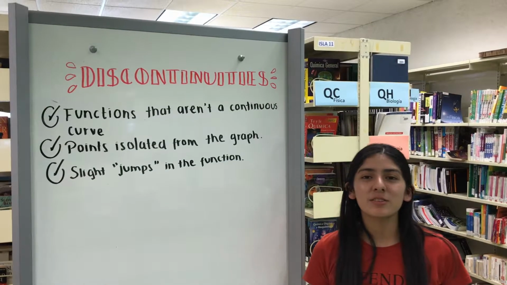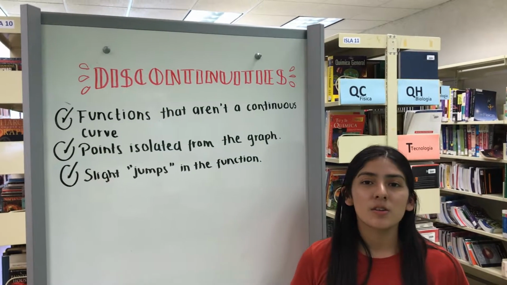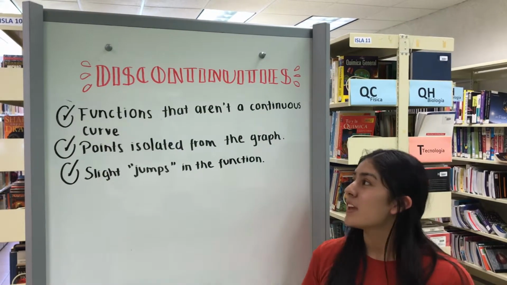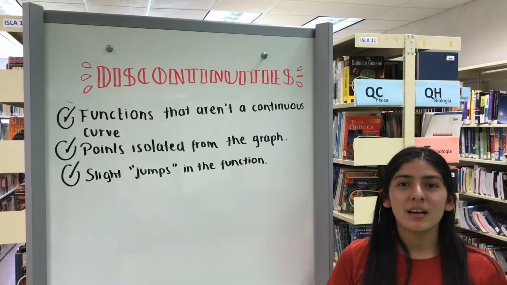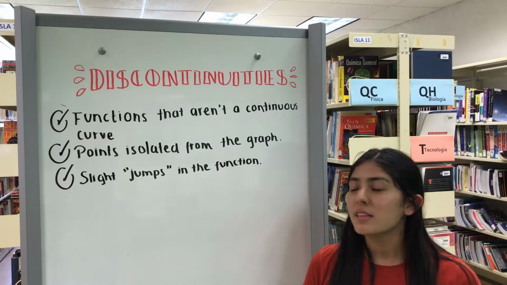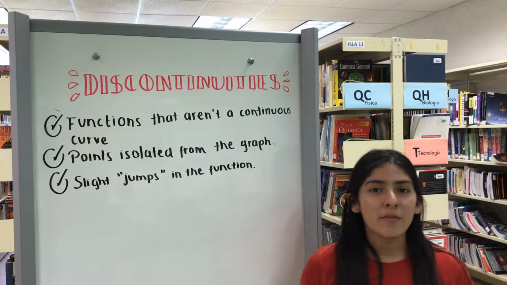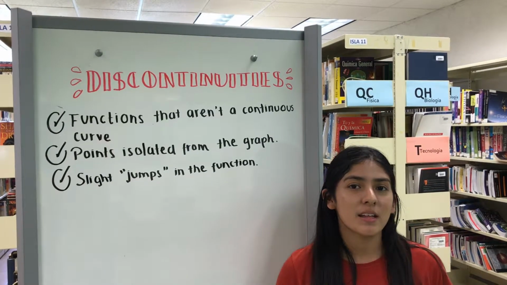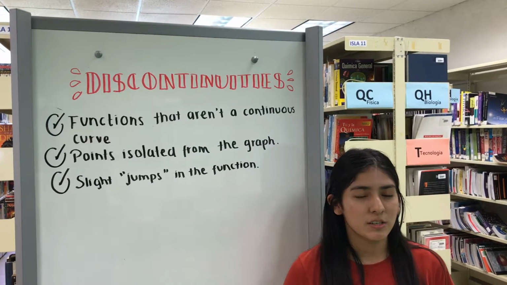In this project, we will talk about discontinuities. So, what's the meaning of a discontinuity? They are functions that aren't a continuous smooth curve. This means that the graph of that function has some points that are isolated from the original graph.